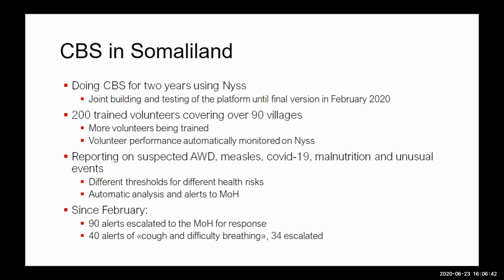Since February, they've had 90 alerts automatically escalated to the Ministry of Health for response, 40 of which were for cough and difficulty breathing, and 34 of those were escalated. Escalation means that the supervisor of the volunteer has called the volunteer, checked if it matches the community case definition, and then sent it to the Ministry of Health. The reason for this extra check is to make sure the Ministry of Health isn't getting accidental alerts, or potential alerts they've already been alerted to. It's an extra level of checking in case the volunteer has made a mistake.